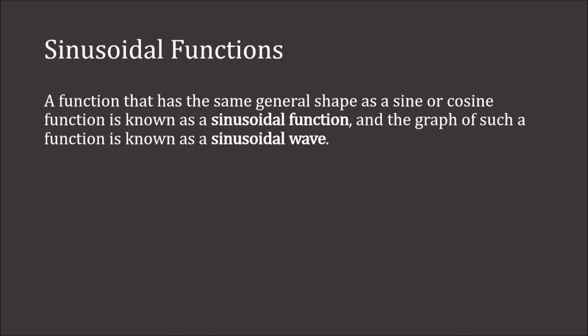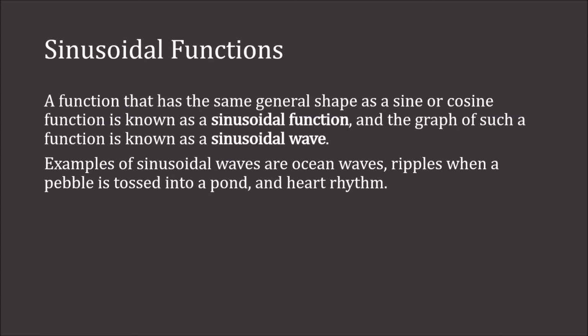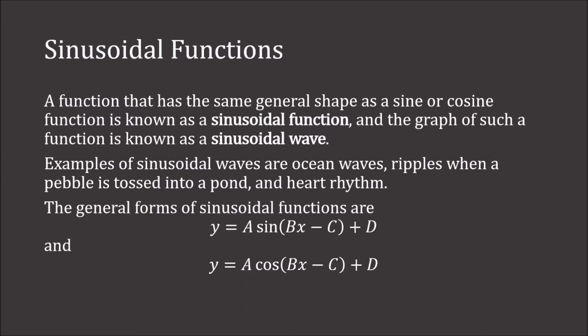Any function that has the same general shape as either the sine or cosine function is known as a sinusoidal function. And the graph of such a function is known as a sinusoidal wave. Examples of sinusoidal waves are the ocean waves, ripples when a pebble is tossed into a pond, and heart rhythm. The general forms of sinusoidal functions could be one of these two, either y equals a times the sine of bx minus c plus d, or y equals a times the cosine of bx minus c plus d.